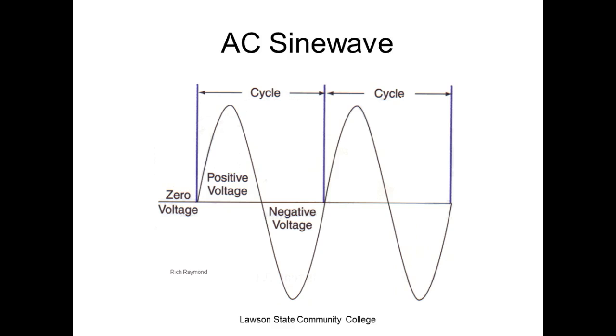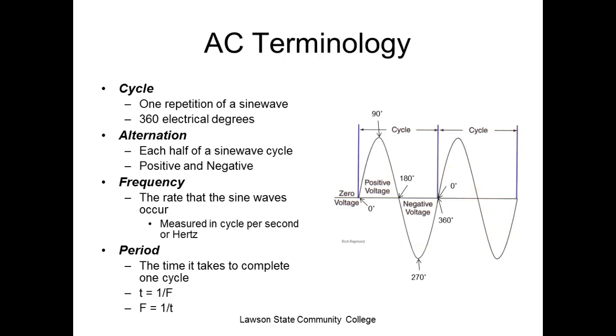Everybody okay? And these cycles are occurring at a certain rate. So a cycle is what? One repetition of a sine wave, 360 electrical degrees. An alternation is each half of a cycle. But this next thing is called what? Frequency. What is frequency? The rate of the sine wave. And it's measured in cycles per second.